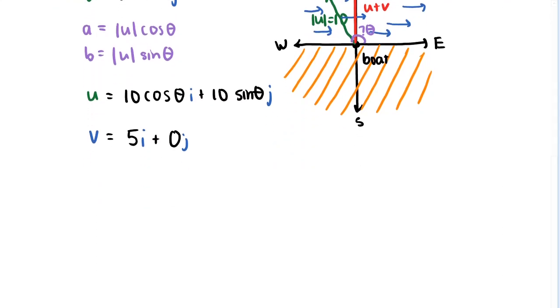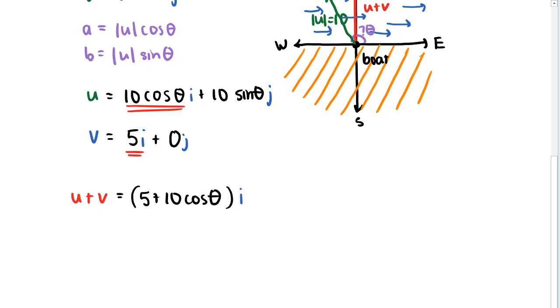And we know that when we add these two vectors, we'll end up with the true velocity of our boat. If we add up the horizontal components, we get 5 plus 10 cosine of theta times i. That's the horizontal component of our u plus v vector. And if we add on our vertical components, 0 plus 10 sine of theta, that's 10 sine of theta, the vertical component of this sum vector. And this is going to be the true velocity of the boat.